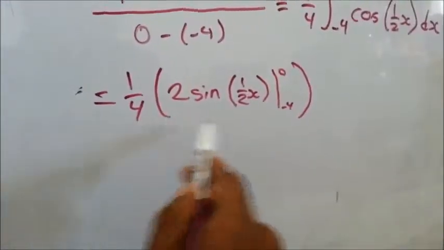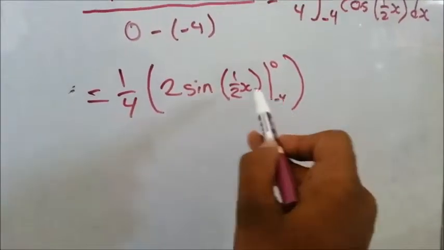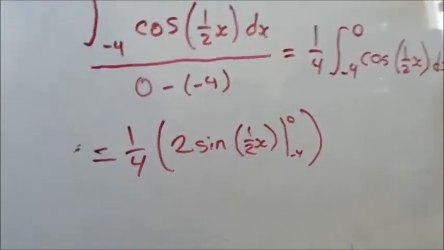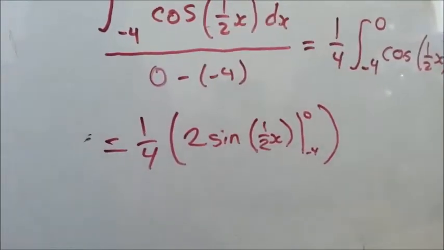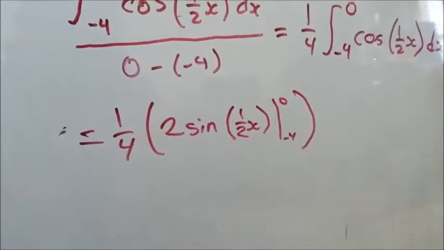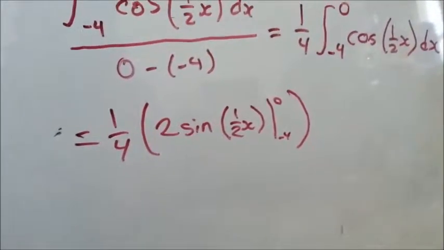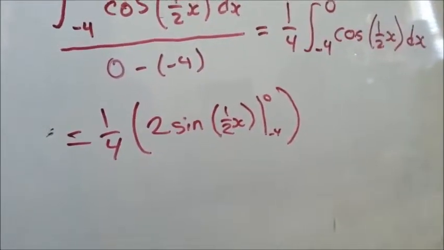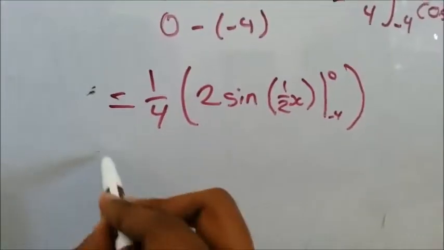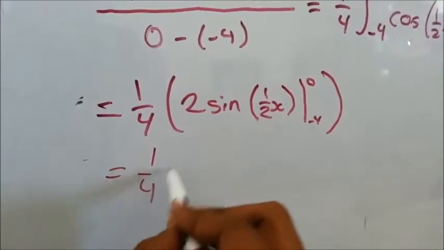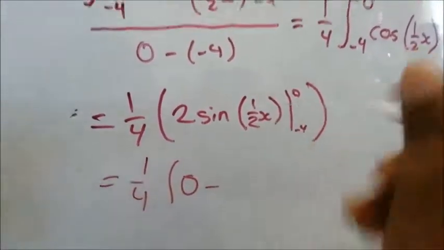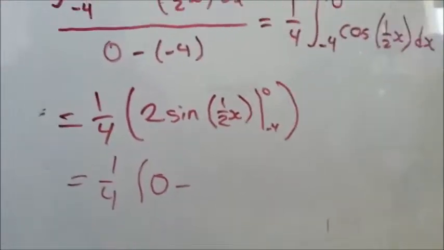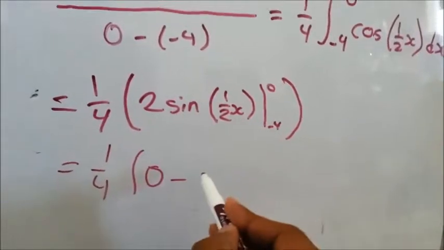Now, we need to plug in 0 and -4 for x into 2 sine half x. Let's look at this and try to solve it. 0 times 1/2 is just going to be 0. So sine of 0 is always 0. So the first part is actually 0. So that's 1/4 times 0 minus. Now let's put -4 into the equation. -4 times 1/2 is -2. So you end up with 2 sine of -2.